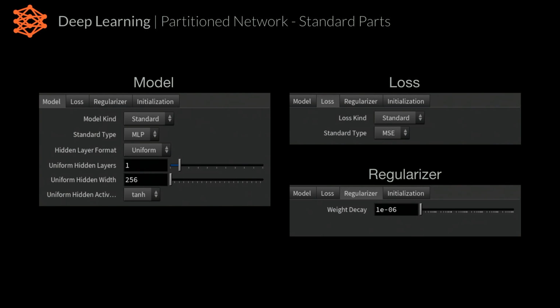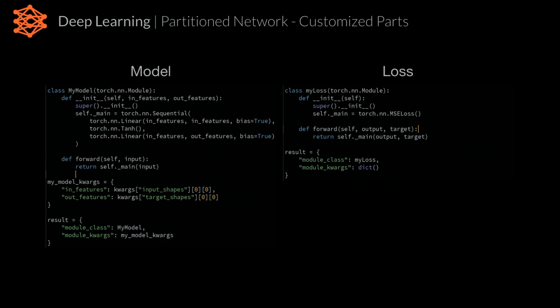So there's two ways to specify what your network is with this partitioned approach. There's a way where you can just use a fully connected network, and you can specify the number of hidden layers and the hidden width, and you can use a standard loss, and you can specify a regularizer. But if you need a more specialized model, for example, a convolutional model, there's this option that allows you to specify your own model and your own loss if you want to.